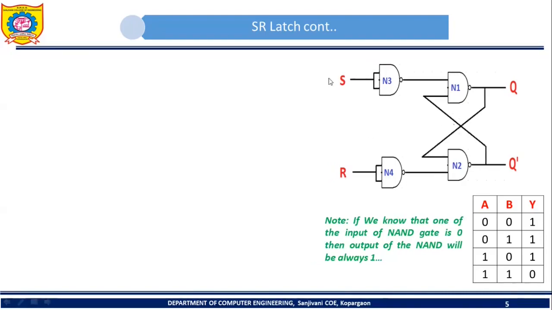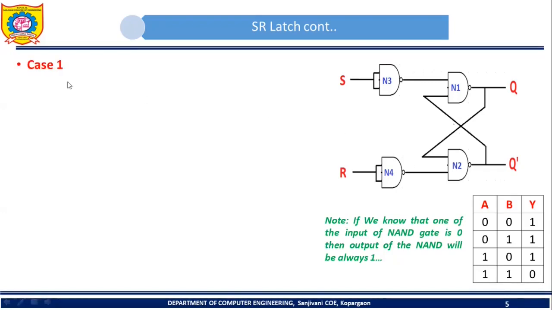Now let's see the analysis of the SR latch. Here we have two inputs, S and R. By using these two inputs, how many possibilities are there? 2 raised to 2, that is 4 possibilities. Which will be those 4 possibilities? Either both inputs of the SR latch will be 0 0, or both inputs will be 1 1, or S is 0 and R is 1, or S is 1 and R is 0. So let's see how this SR latch will behave in all these 4 cases.